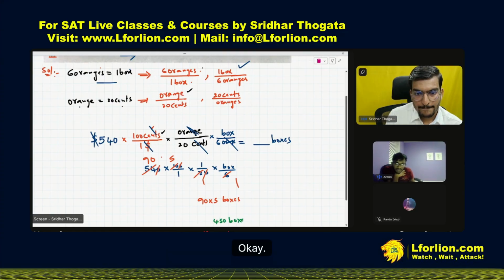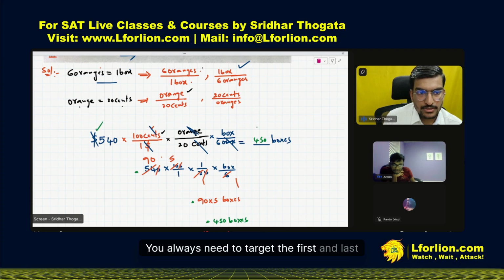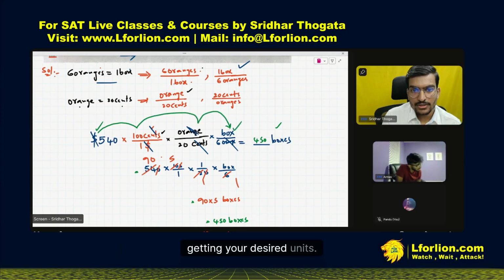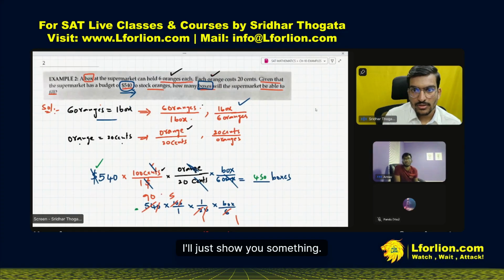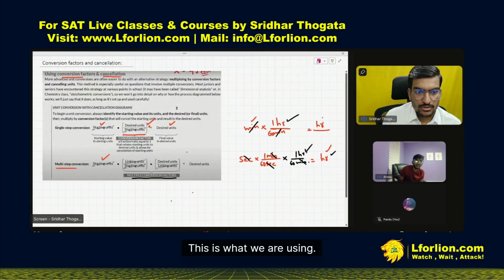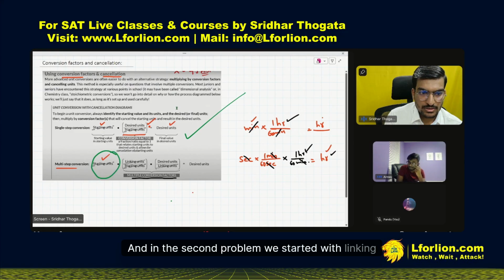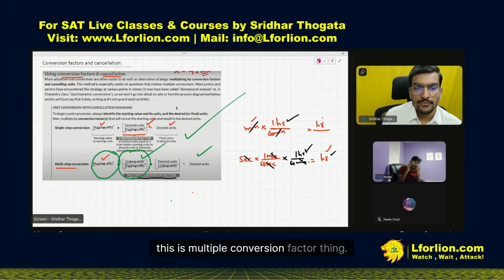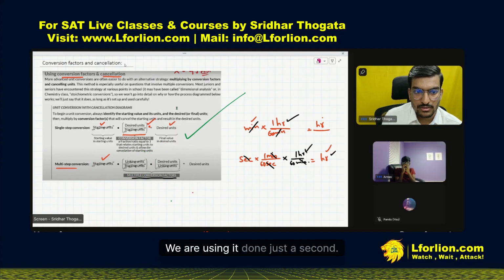Okay, it's 450. You always need to target the first and last units, and keep moving in such a way that you get your desired units. I'll just show you something. This is what we are using. In the first problem, we used this, and in the second problem, we started with linking units to get the desired units. This is the multiple conversion factor method we are using.